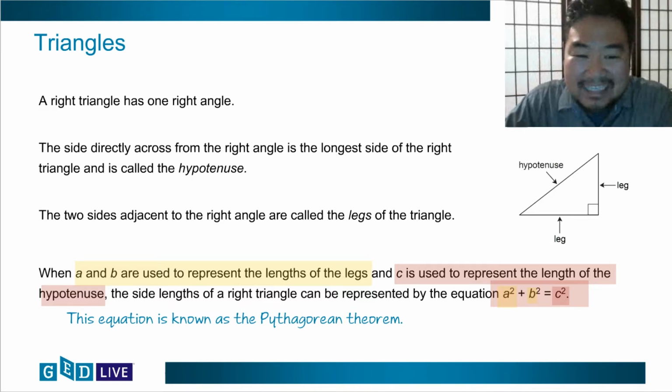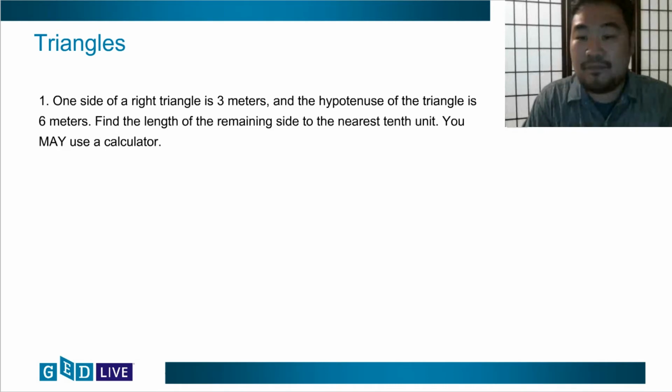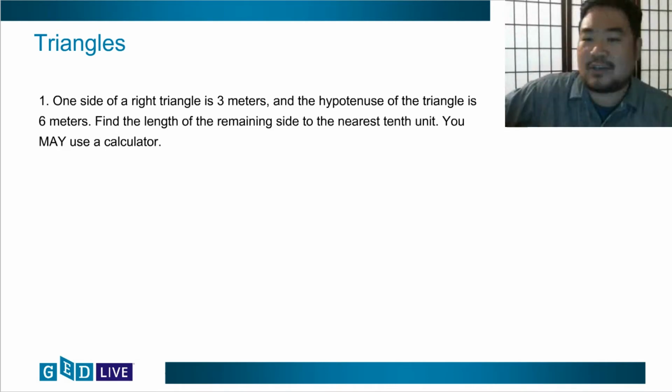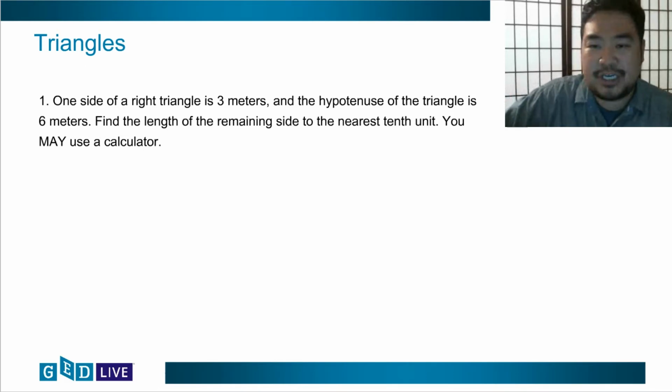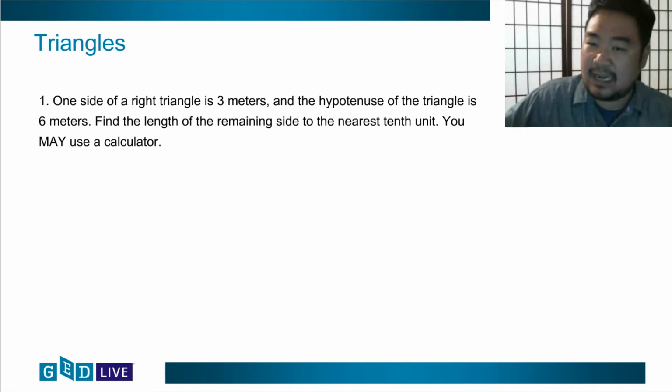All right, with that, let's take a look at an example of a little thinking exercise, helping us master how triangles will work on the GED mathematical reasoning test. Take a look at this first example. One side of a right triangle is 3 meters, and the hypotenuse of the triangle is 6 meters. Find the length of the remaining side to the nearest tenth unit. And true to form with GED test-like questions, here we're indicating you may use a calculator.